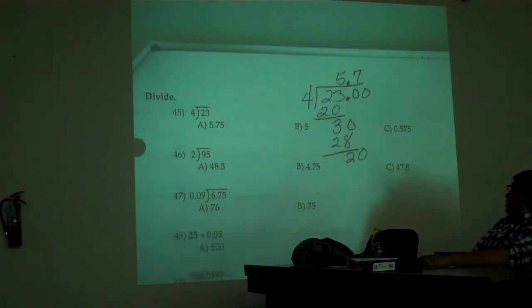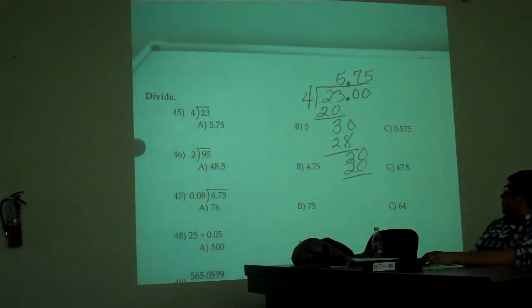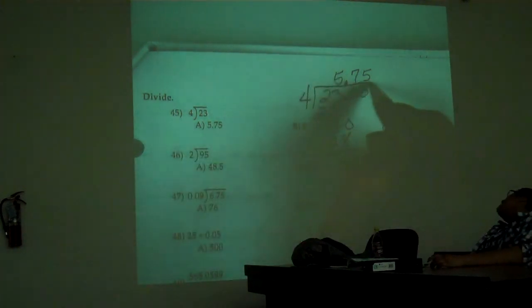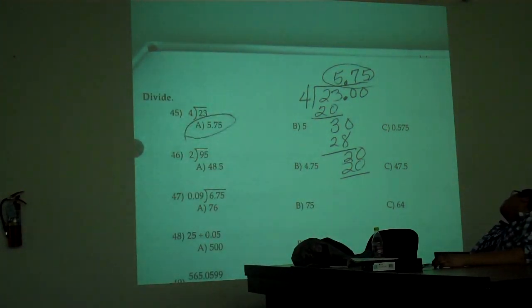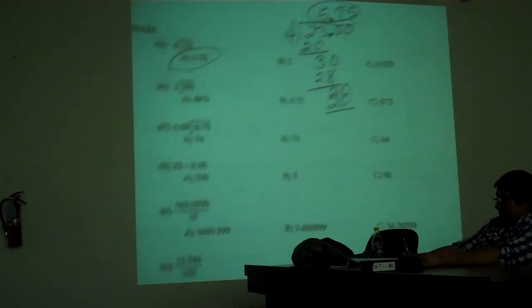4 into 20? 5. 5 times 4 is 20. You have to keep doing it until it stops or starts repeating. Okay? So your answer would be 5.75. I did put a note on the test to make sure that you know not to put the remainder. I put write the decimal answer, not the remainder. So I did remind you to do that.